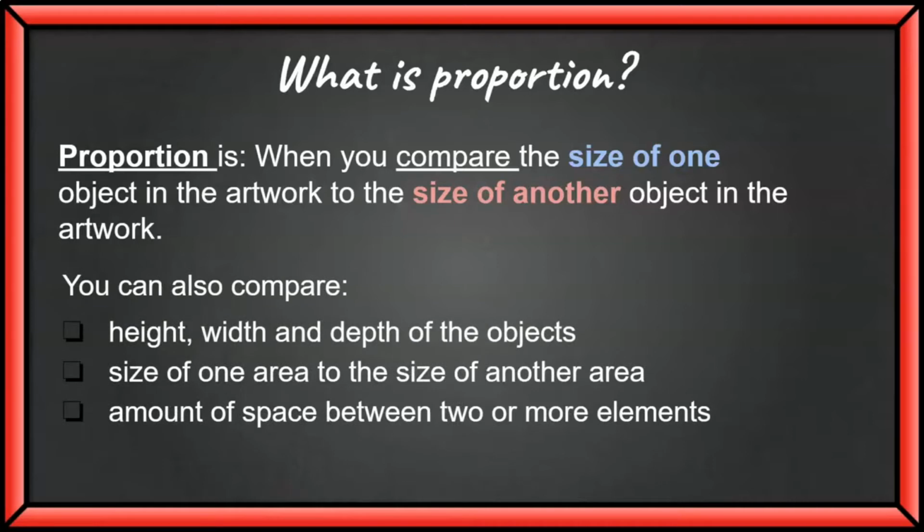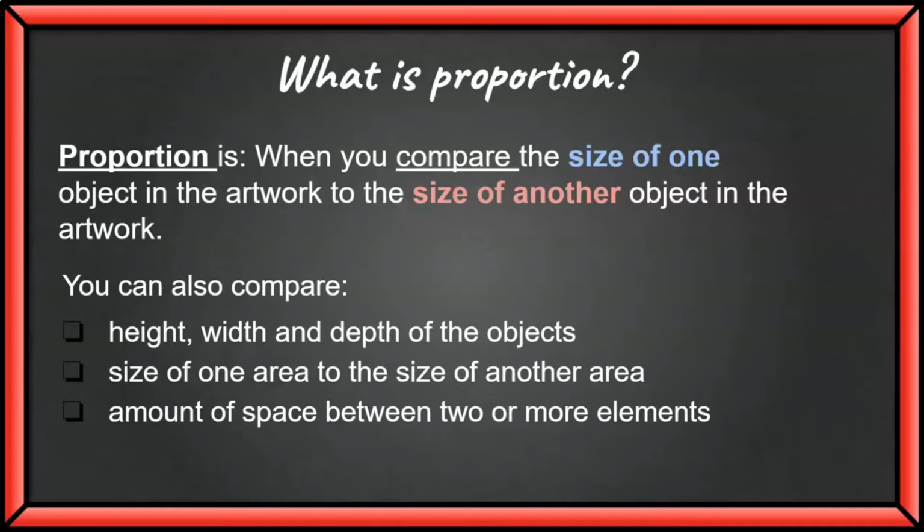You can also compare the height, width, and depth of objects. So if you're trying to make a cube, the height, width, and depth have to be equal in size, or it will not actually be a cube. You can compare the size of one area to the size of another area. So if you are trying to draw your laptop, you want your computer screen area to be approximately the same size as the keyboard area, or the laptop won't look realistic.